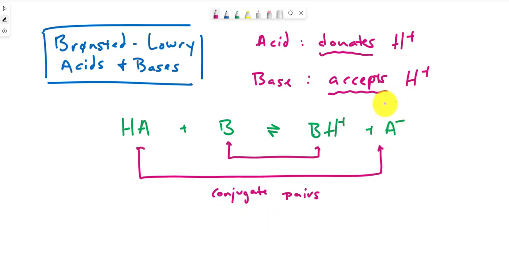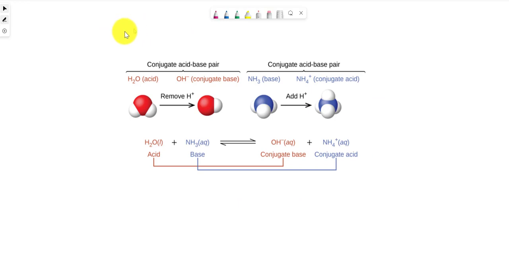Because now if you imagine thinking about these as the reactants and letting the reaction run from right to left, this would have to act as the base because it can only accept a proton. It doesn't have a proton that it can donate. Similarly, B is now BH plus. That's the conjugate acid of the original base. Same idea is illustrated here in this little cartoon.